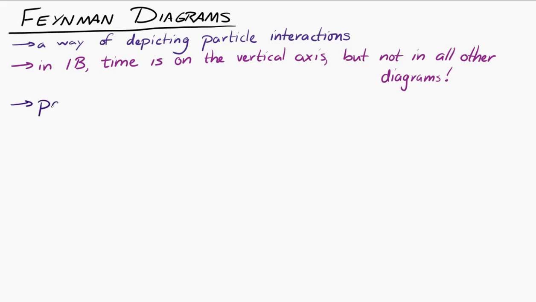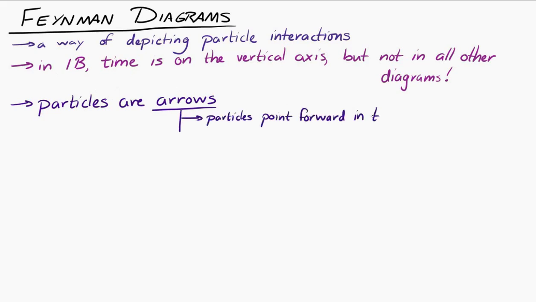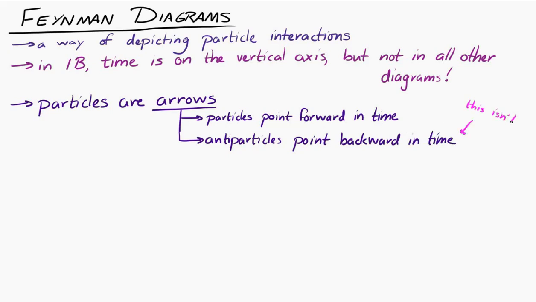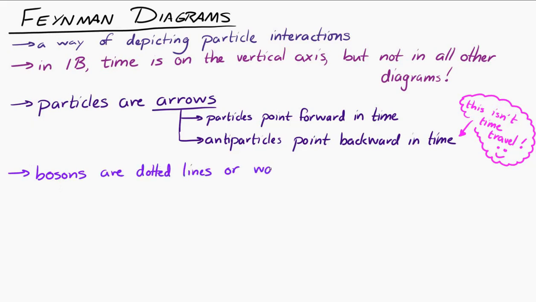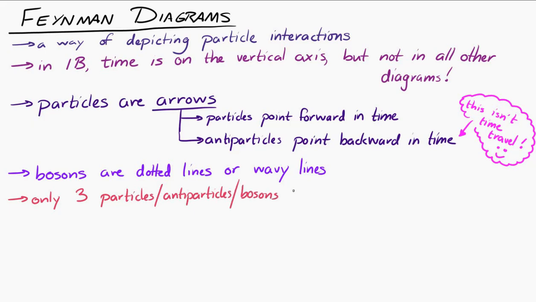But, no matter what, in Feynman diagrams, the particles are represented with arrows, and the arrows go forward in time for particles and backward in time for antiparticles. Now, don't read too much into this. That doesn't mean antiparticles are traveling backward in time. It's just the way that we draw these diagrams. The bosons are represented in these diagrams with dotted lines or wavy lines. And only 3 particles, antiparticles, or bosons can meet at a vertex or a connection. So those are the rules.